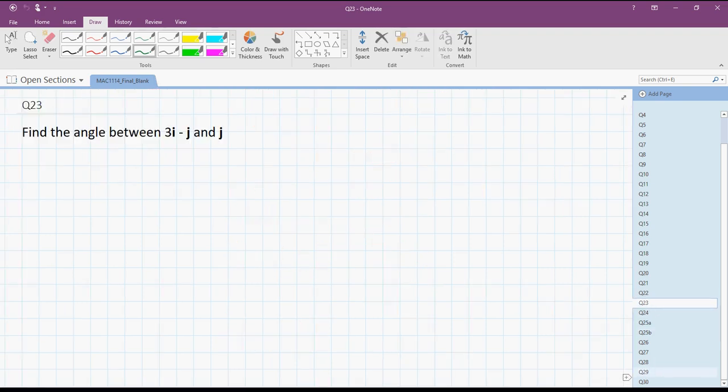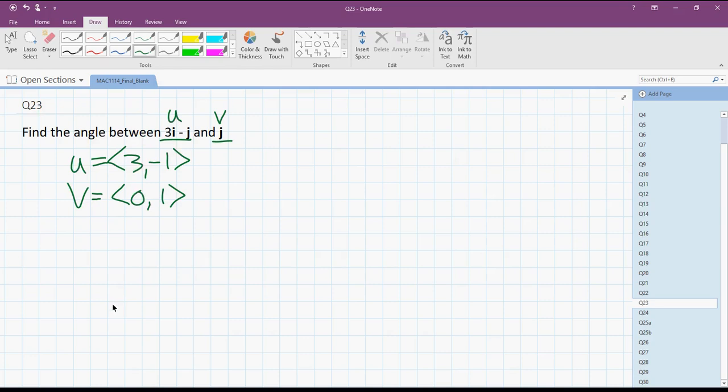All right, question number 23. So they want the angle between these two guys. Okay, between these two vectors. So, a couple things that can help us out. What does this first vector, let's just call it U, really look like? These are two vectors. This is the guy I'm going to call U. This is the guy I'll call V. 3 and negative 1. What does vector V really look like? 0, 1. Good. All right. So there's a formula to find the angle between two vectors. What is that formula? It's a what?